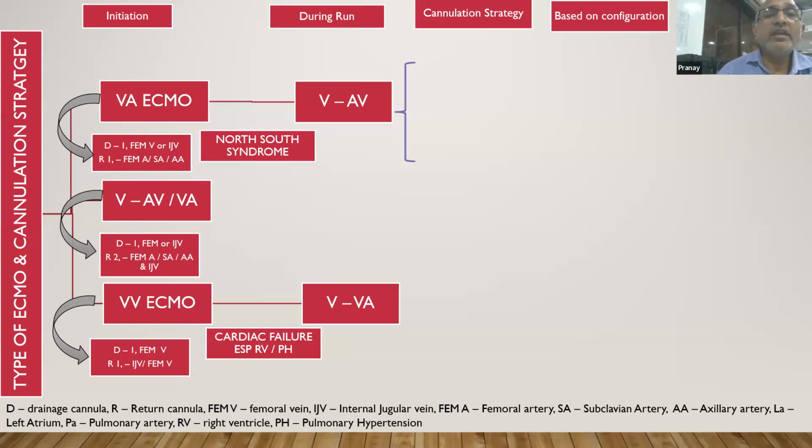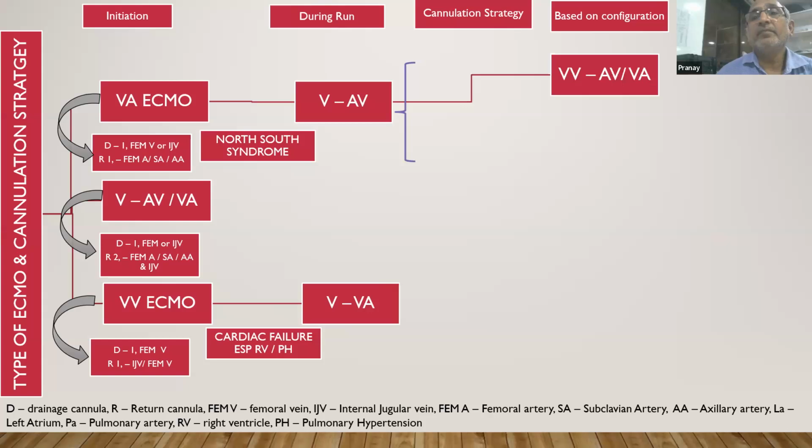So what will the VAV configuration be? Okay, it can be VVAV or VAVV. Here two drainage and two return cannulas will be required. Okay, and the indication is both heart and lung failure with additional drainage required.